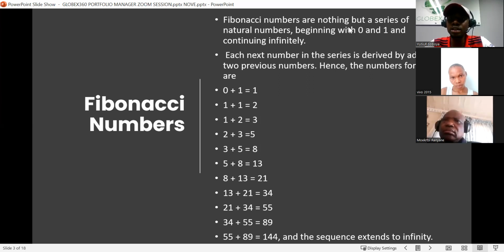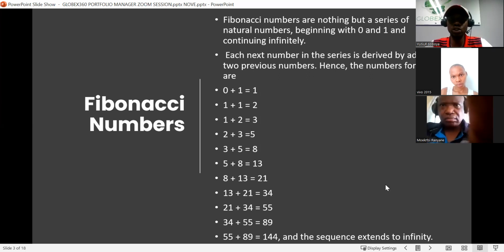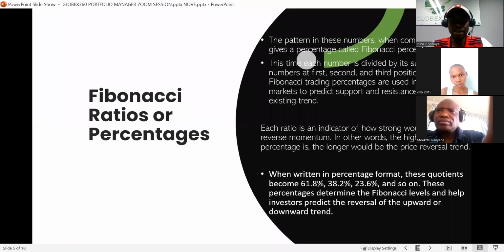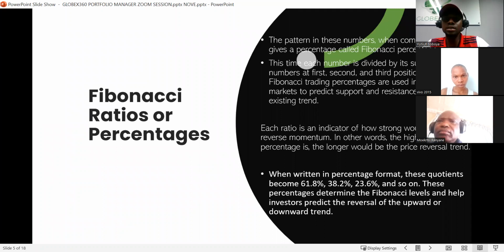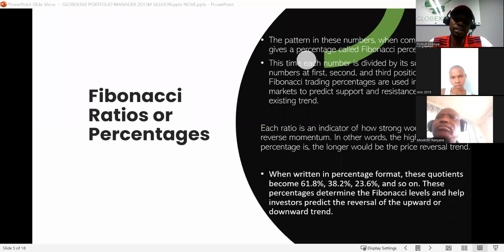The Fibonacci numbers are nothing but a series of natural numbers, beginning with 0 and 1 and continuing to infinity. Each number in the series is derived by adding the two previous numbers. Hence, the numbers formed are 0 plus 1 is equal to 1, like that, which doesn't really matter to us. So the Fibonacci ratio or percentage pattern comes from these numbers. When computed further, they give us a percentage called the Fibonacci percentage. This time, each number is divided by its succeeding number at first.